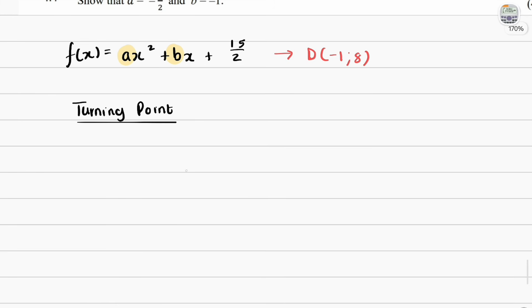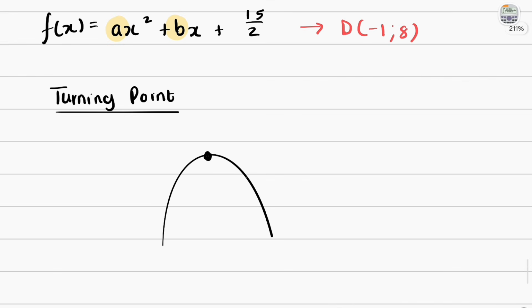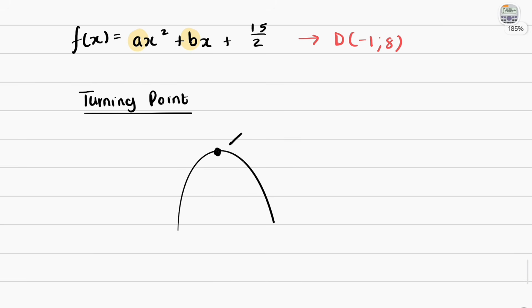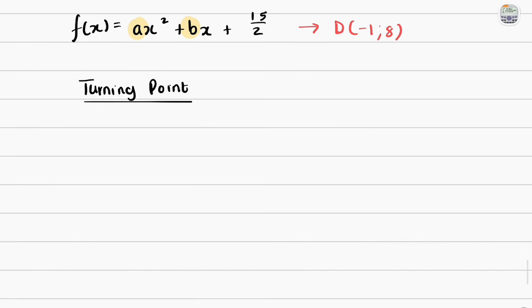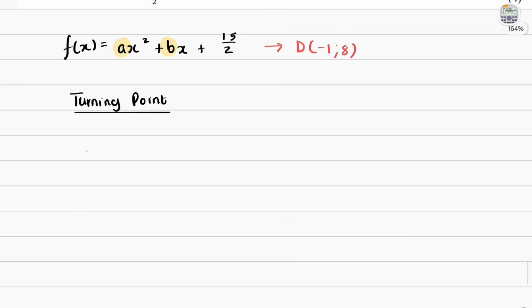Okay, so at the turning point, we know that this is a concave down parabola first of all. And we know now that at the turning point, this is the point where the gradient of this graph is equal to 0. The gradient is increasing all through here, that's why the graph is moving upwards, and then decreasing all through here. But at this particular point, at the turning point, it's stationary. So the gradient is equal to 0. And we're going to use that fact.